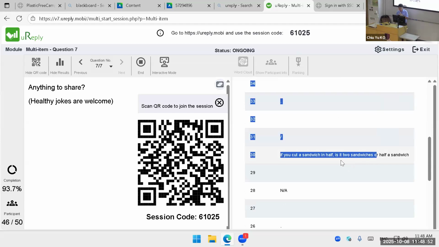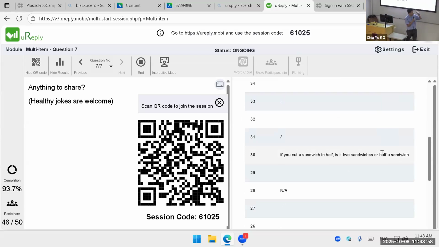If you cut a sandwich in half, is this two sandwiches or half a sandwich? Okay, that's a good question. Actually, that's what we're doing with continuous random variables, right? However you cut it, it's still a sandwich. So no matter how many times you cut, it remains a sandwich. Just like the random variable idea, right? No matter how many times you find a number, there's always a number in between. So that's a math joke.